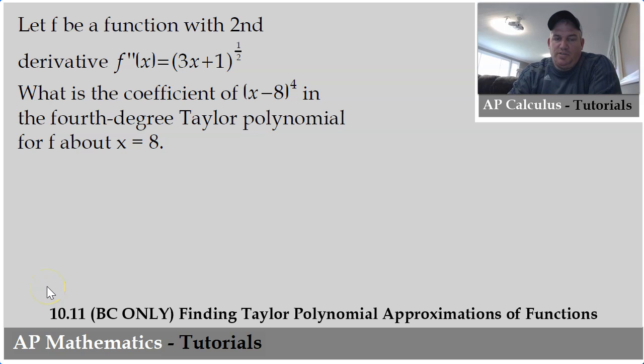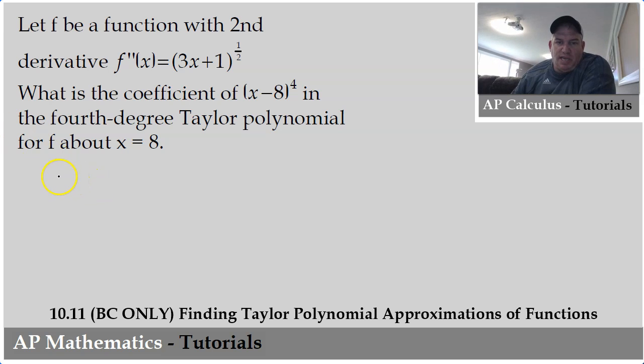Hello, calculus students. We're in section 10.11, finding Taylor polynomial approximations of functions. And in this problem, we have let f be a function with second derivative. So we know the second derivative of our function, and we're trying to figure out what the coefficient of x minus 8 to the fourth would be in the fourth degree Taylor polynomial for f about x equals 8.